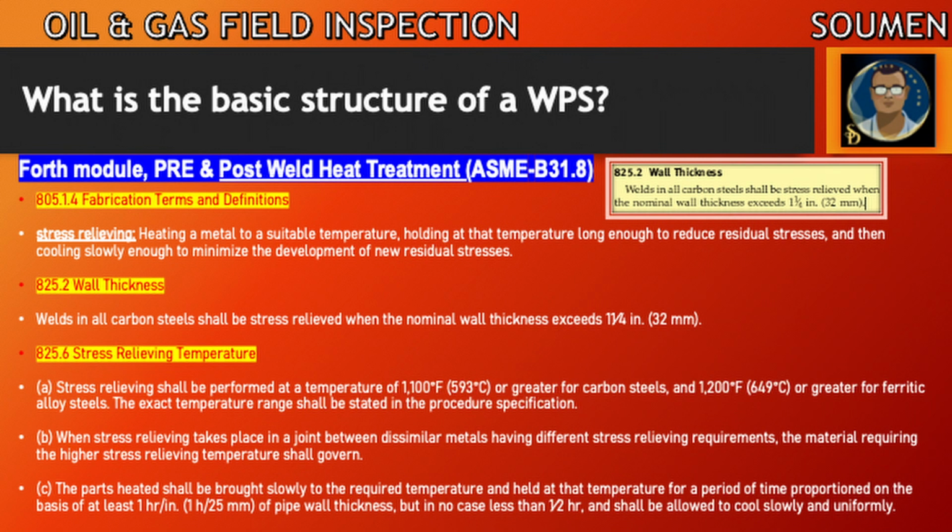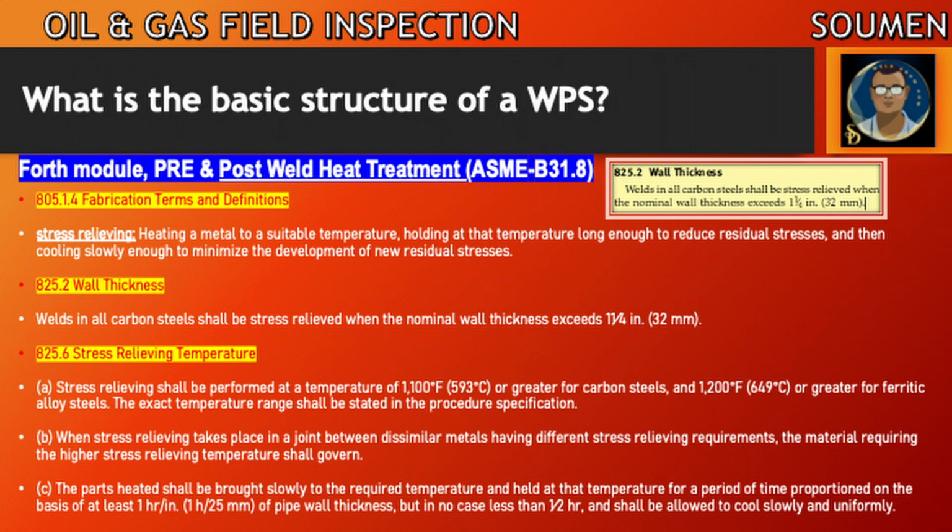Now we will see the pre and post-weld heat treatment requirement as per B31.8. Welds in all carbon steel shall be stress relieved when the nominal wall thickness exceeds 32 mm. So you can see here, heating a material to a suitable temperature, holding that temperature long enough to reduce the residual stresses, and cooling slowly enough to minimize the development of new residual stresses.